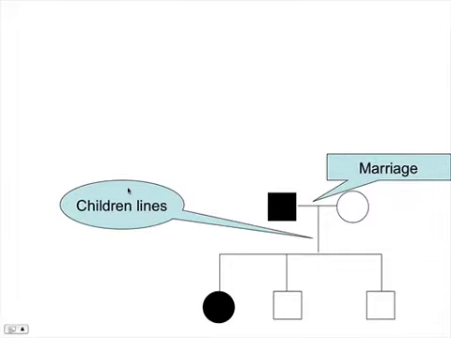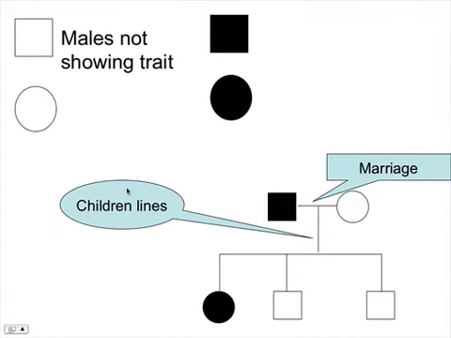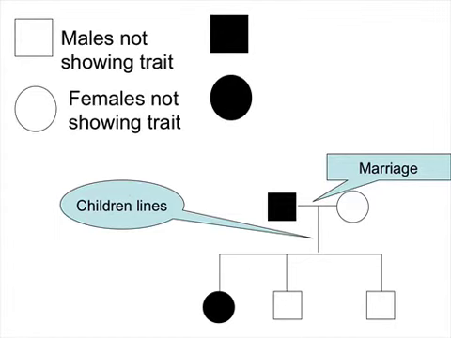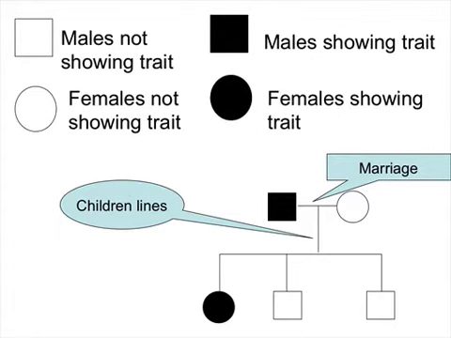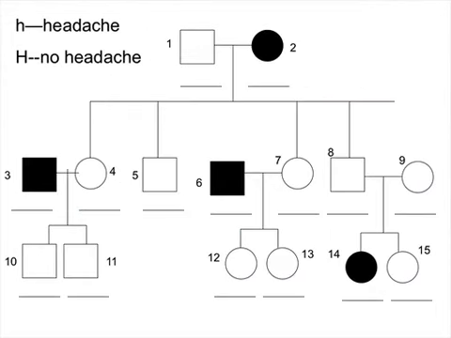That line there means children. We have males not showing the trait, females not showing the trait, males showing the trait, and females showing the trait. So if I look at this and I say headache, little h, big H is no headache. This is a fictitious example. I know for a fact that these four are going to suffer from headaches.